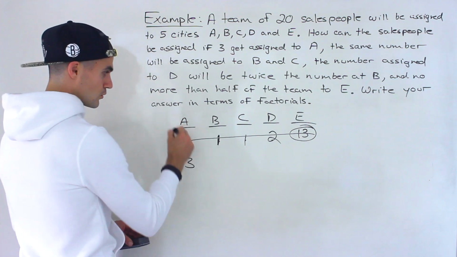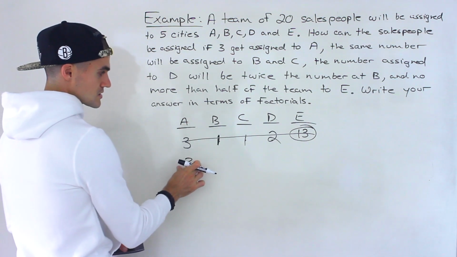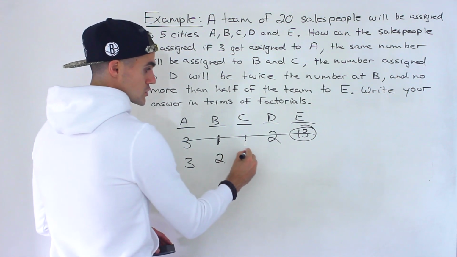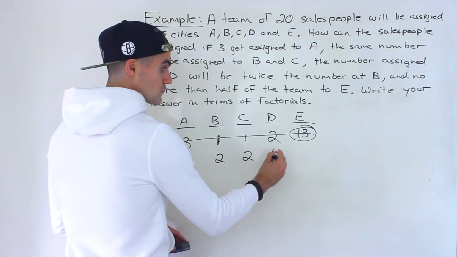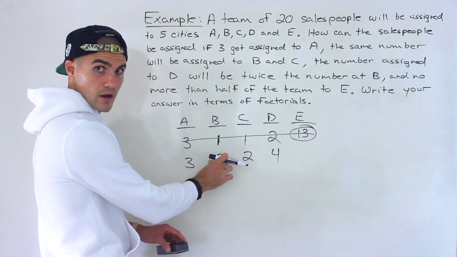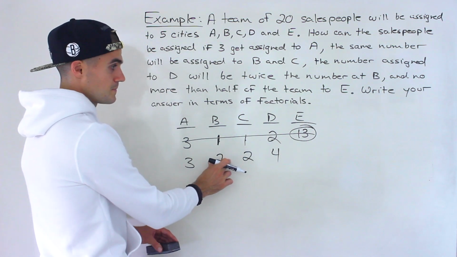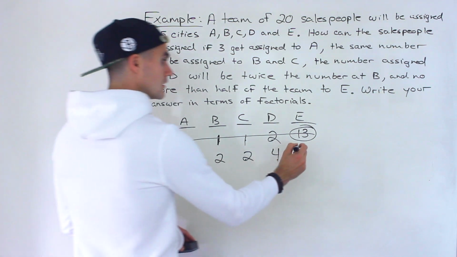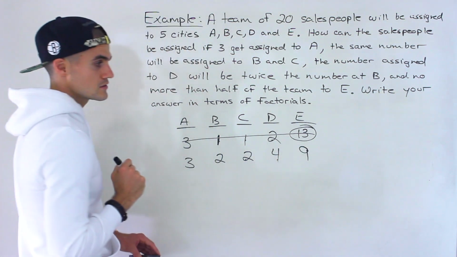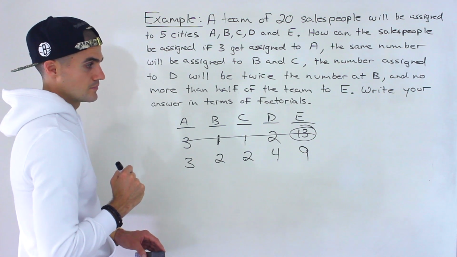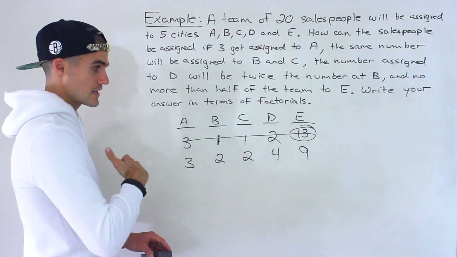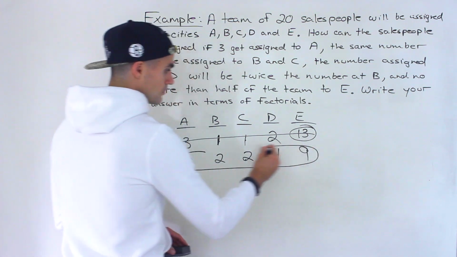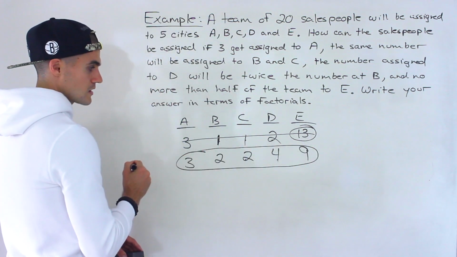3 is always going to get assigned to A, so this is always going to be 3. Now what if 2 get assigned to B? That means 2 gets assigned to C. That means 4 gets assigned to D, right? Double B. If we add these up, 5, 7, 11, 9 are left to be assigned to E. And notice how that's less than half the team. So this here is case 1. This is a plausible case.